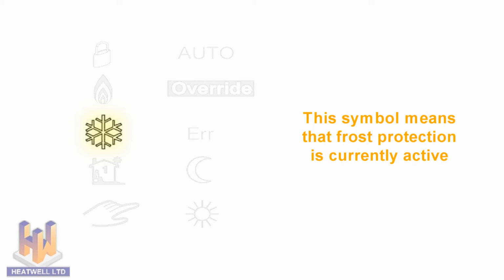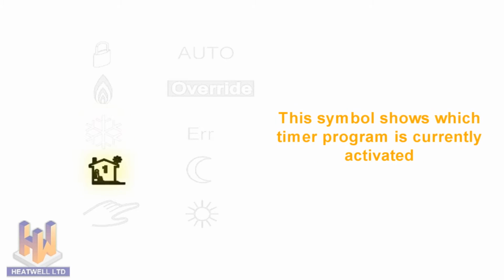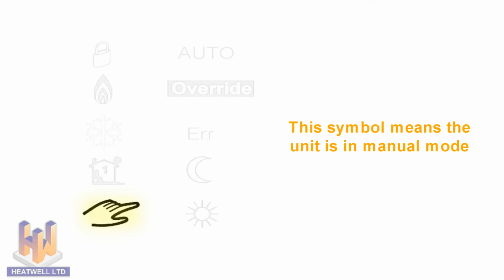The frost symbol means that the unit's frost protection system has been activated. The house symbol, with the number inside, represents which programming schedule the unit is using at that time. The hand symbol means the unit is in manual mode, whereby the unit will ignore its timer and follow the temperature you set at that moment.